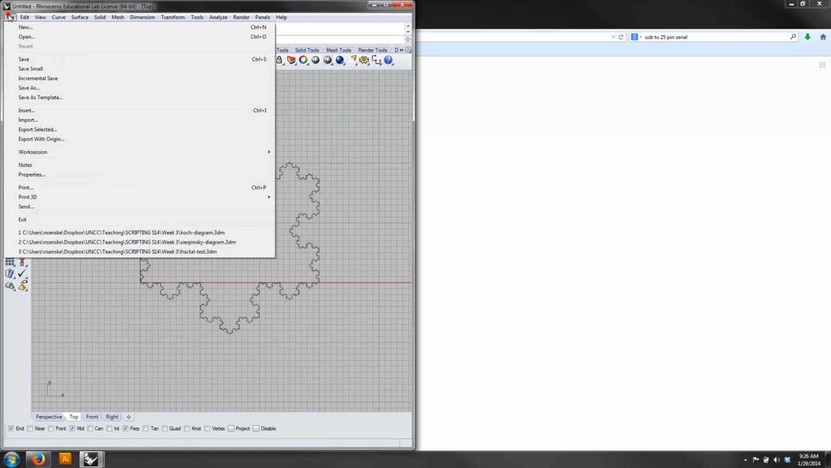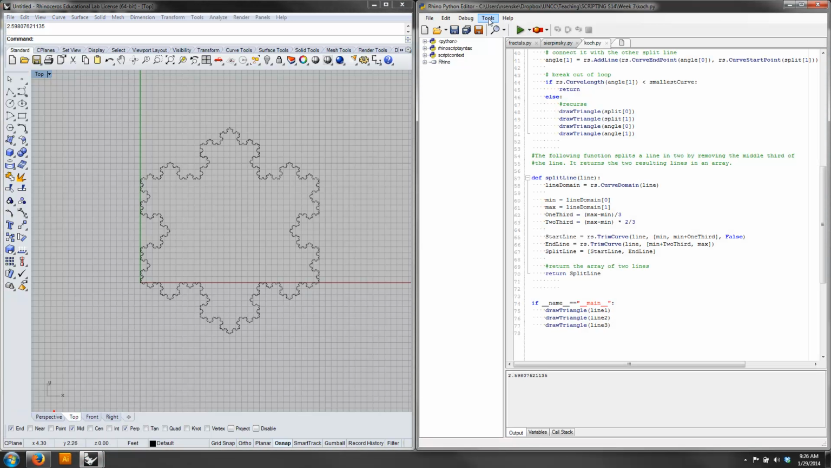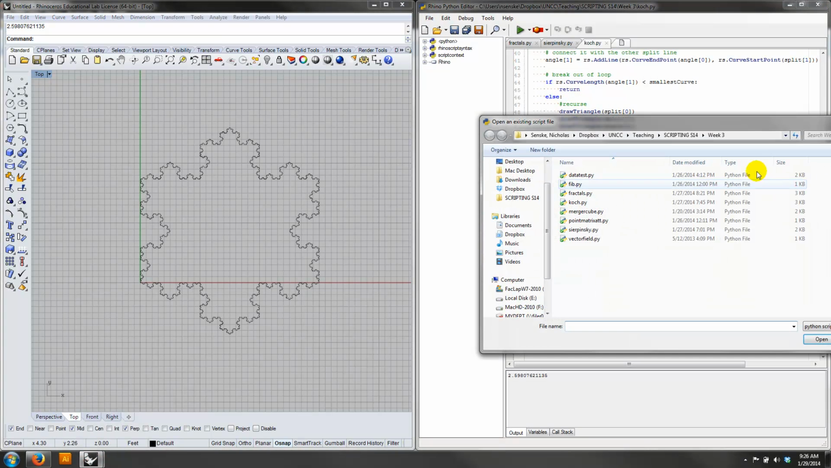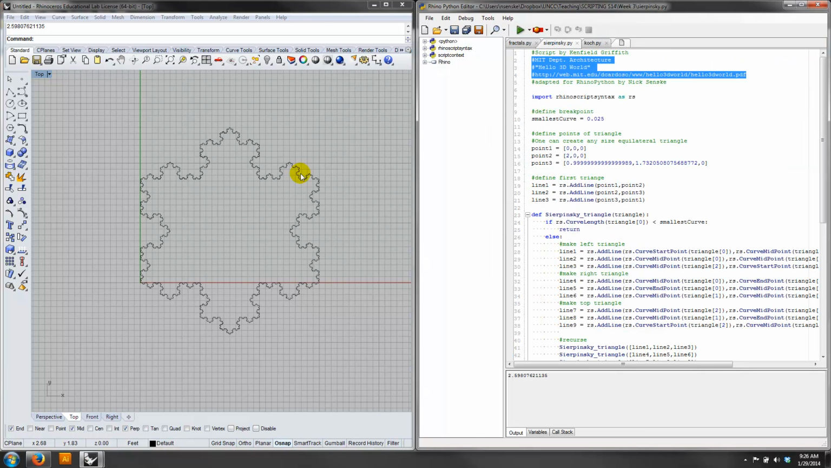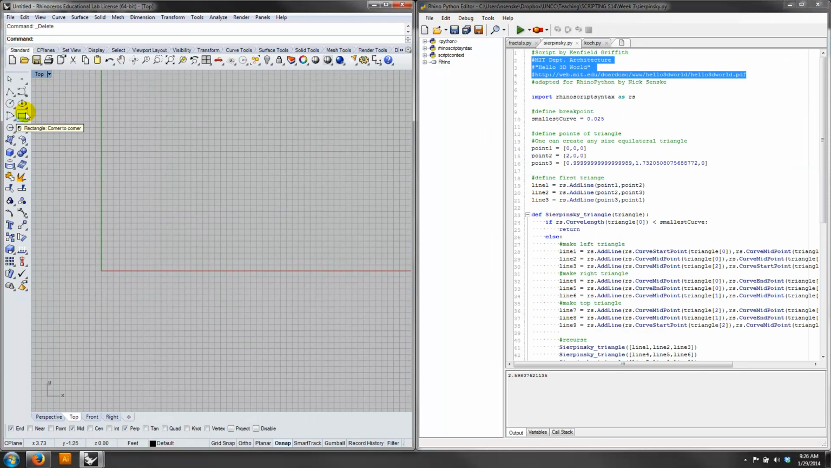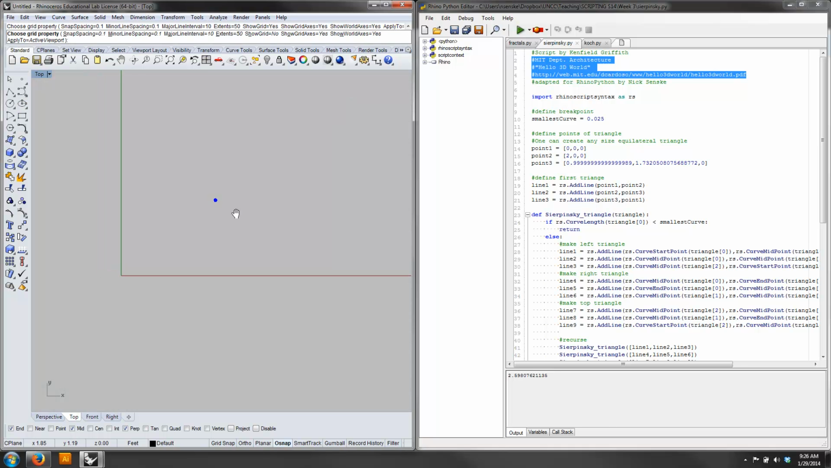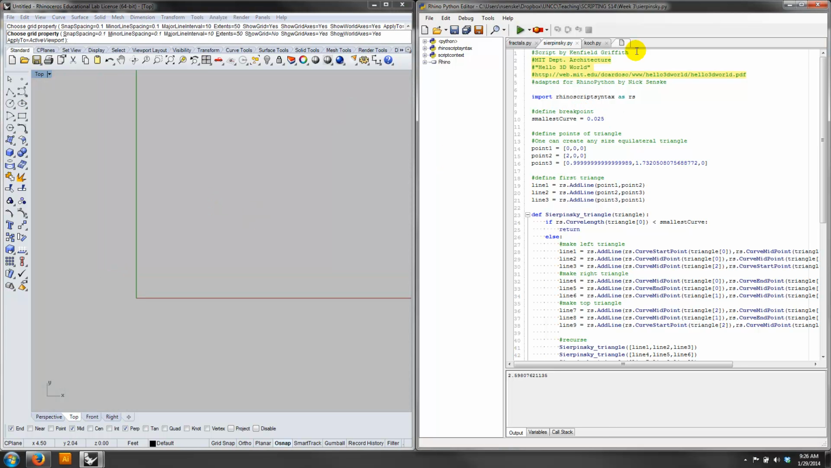Okay, the next one that I want to talk about is the Sierpinski Triangle. All right, so let's take a look at what a Sierpinski Triangle looks like. Again, pretty common algorithm. This version of the script is written by Ken Field Griffith, currently a PhD student at the MIT Department of Architecture, also part of Hello World, Hello 3D World. Again, I've adapted it to RhinoPython from its original Rhino script implementation. Once again, we have a breakpoint that's defined by the smallest curve.